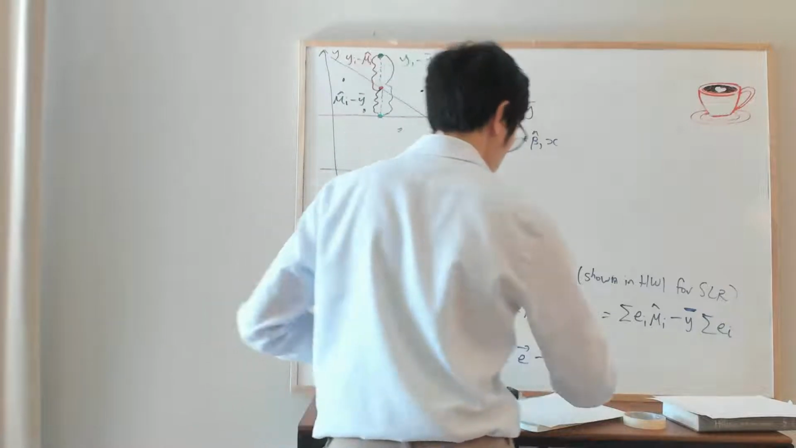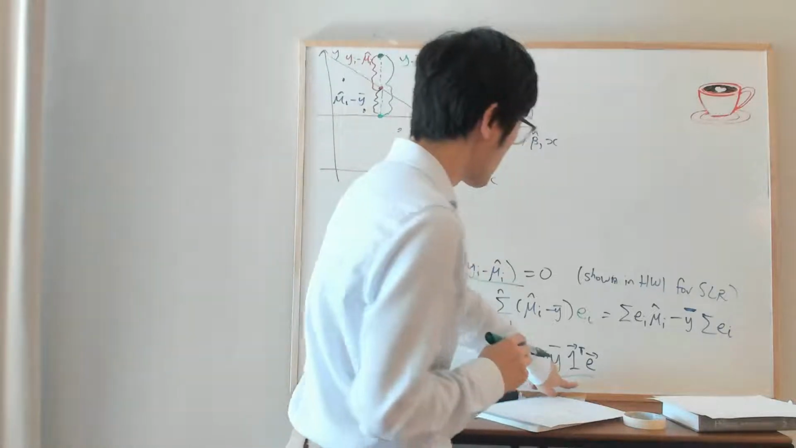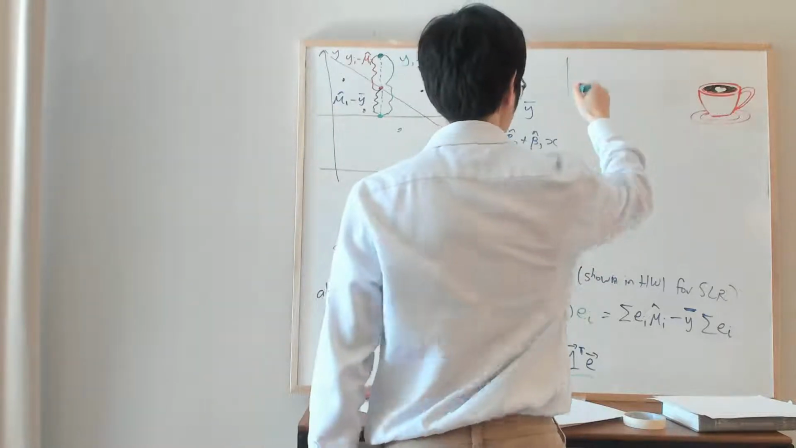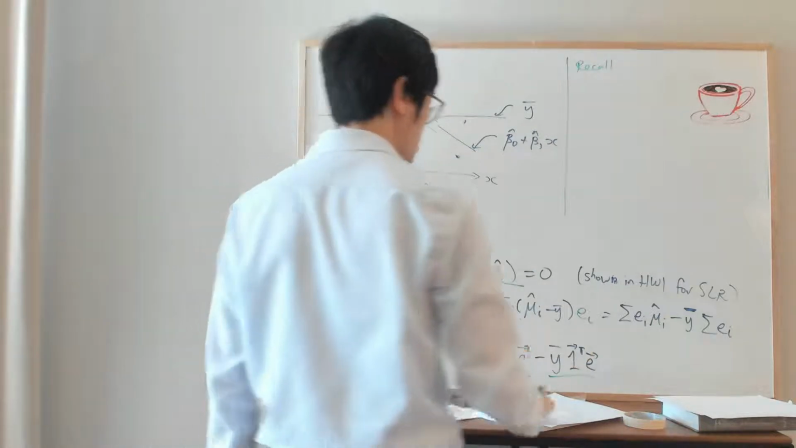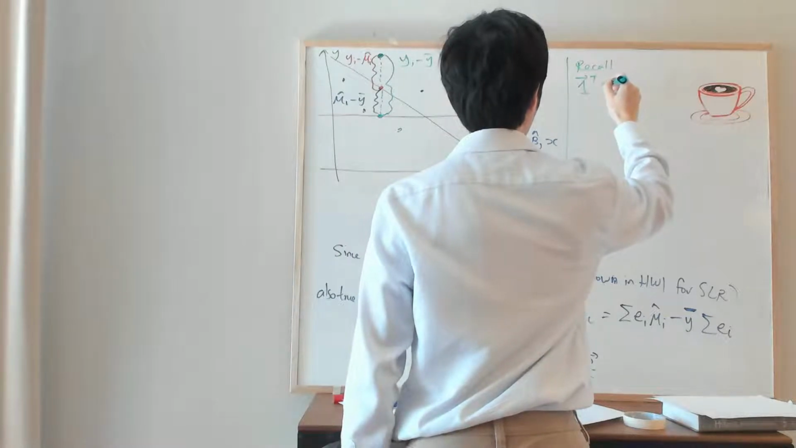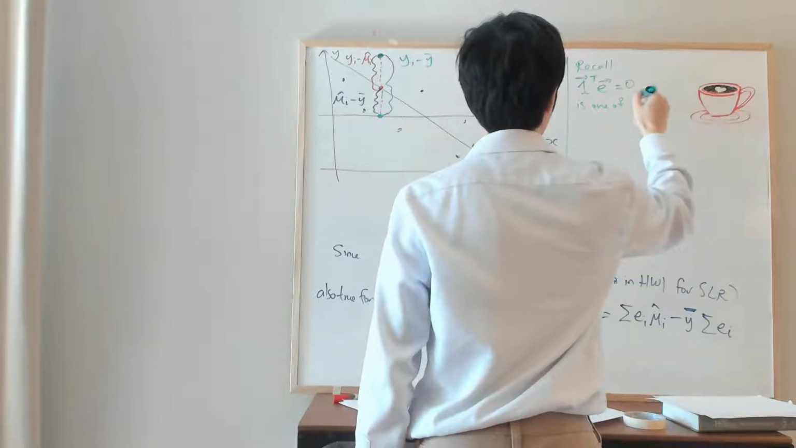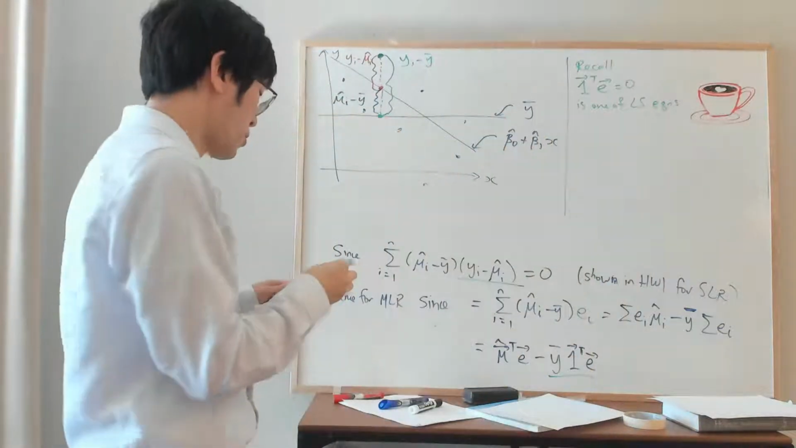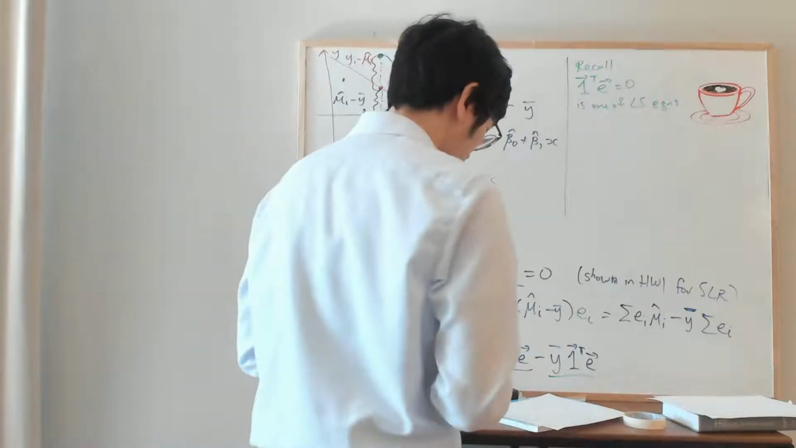So first, let's look at this one. This term is just 0. Recall this is one of the least squares equations: the vector of 1s times the residuals is 0. Okay, so that part is 0. Now what about this one?